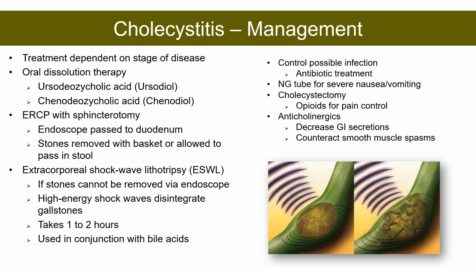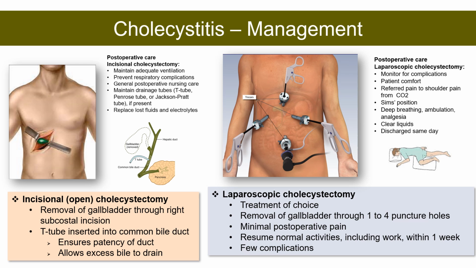These patients will need an NG tube if they have severe nausea, vomiting. They may need, just to get their gallbladder removed, a cholecystectomy. And we want to make sure we provide opioids for pain control, possibly anticholinergics to decrease GI secretions and to counteract smooth muscle spasms. If they have an infection, then they'll need antibiotics. So here's an example of either an open or a laparoscopic cholecystectomy. And you can kind of read through that on your own.